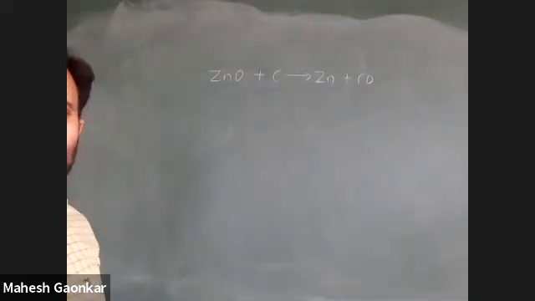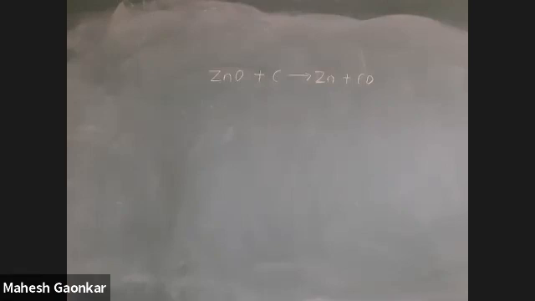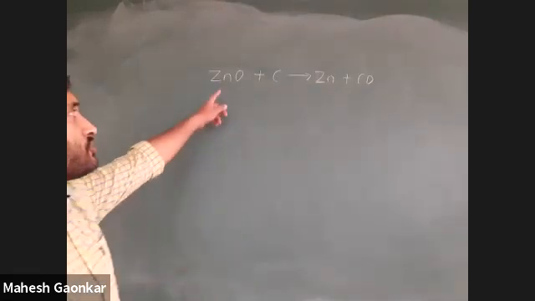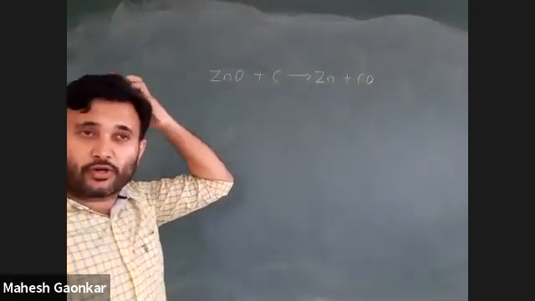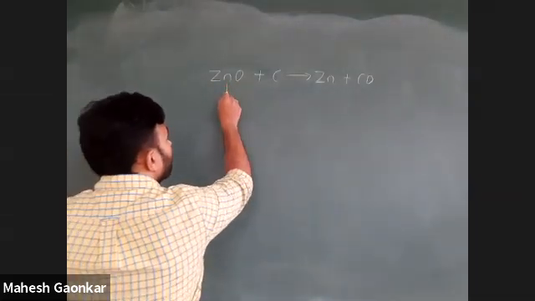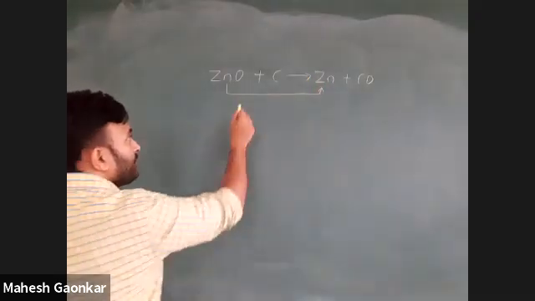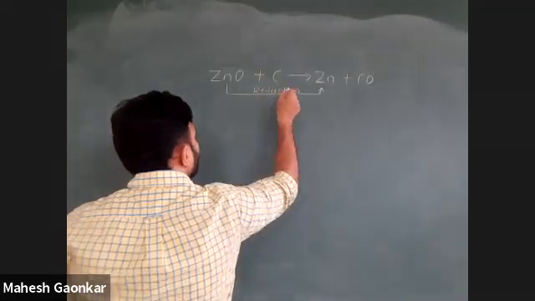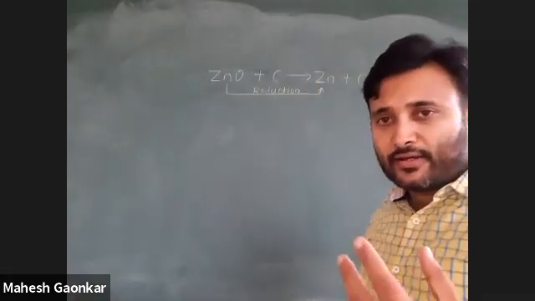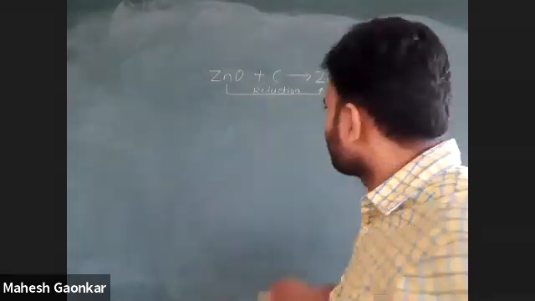Zinc oxide plus carbon gives zinc plus carbon monoxide. Zinc oxide is losing an oxygen atom and forming zinc. Therefore, it is undergoing... if it loses an oxygen atom, what happens? Reduction. Carbon atom is gaining an oxygen atom. If it gains an oxygen atom, what happens? Oxidation.